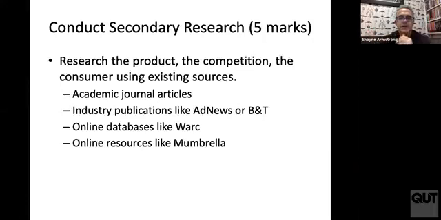So research the product, the competition, and the consumer using existing sources. Okay, so you can look up, there's quite a few articles at the moment about the Good Beer Company. One came out the other day, so I'll leave that up to you to go hunting on the web for that. So you can use academic journal articles, you can use industry publications like Ad News or B&T, online databases, and online sources like Mumbrella.